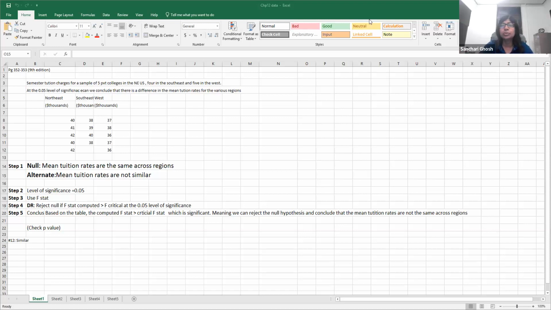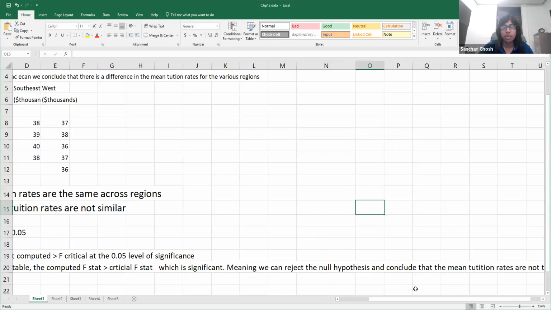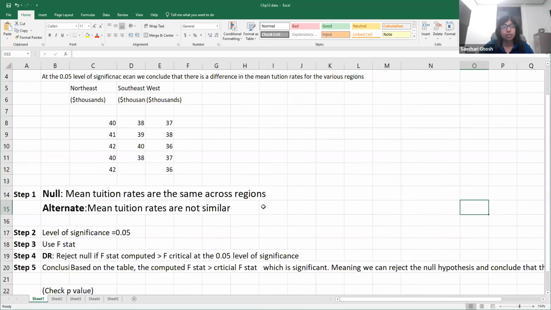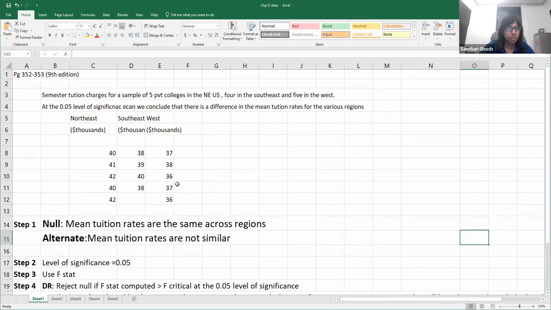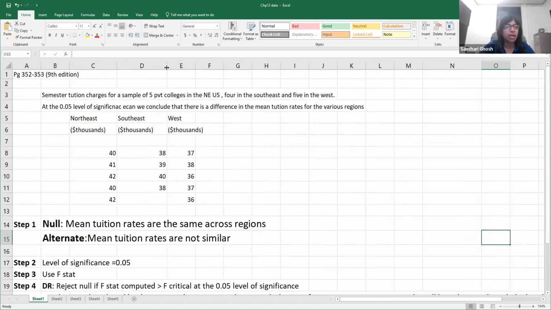As I use the older edition of the textbook, I put some problems out here for illustration purposes, ladies and gentlemen. The first problem talks about tuition charges, in thousands of dollars, in each part of the United States. As you can see, the tuition is glaringly high, especially in the Northeast, $40,000. These are 5 private colleges in the Northeast US, 4 in the Southeast, and 5 in the West.